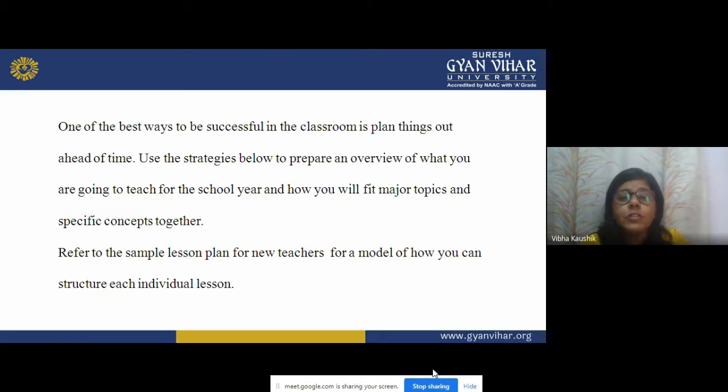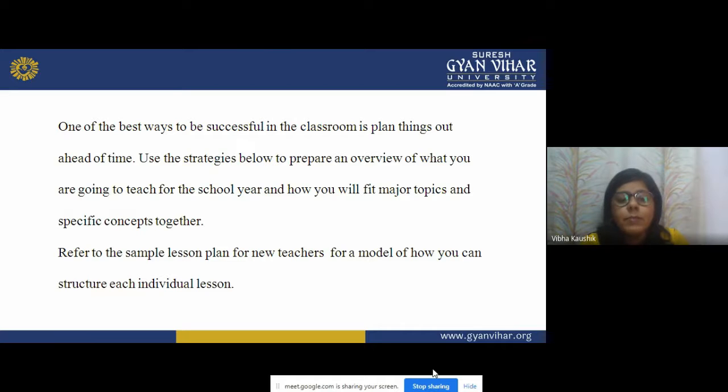You have to make strategies to teach for the school year, for the complete year, what you are going to teach, and how you will fit major topics and specific concepts together. It is the responsibility and the role of the teacher to fit the major topics and specific concepts together.